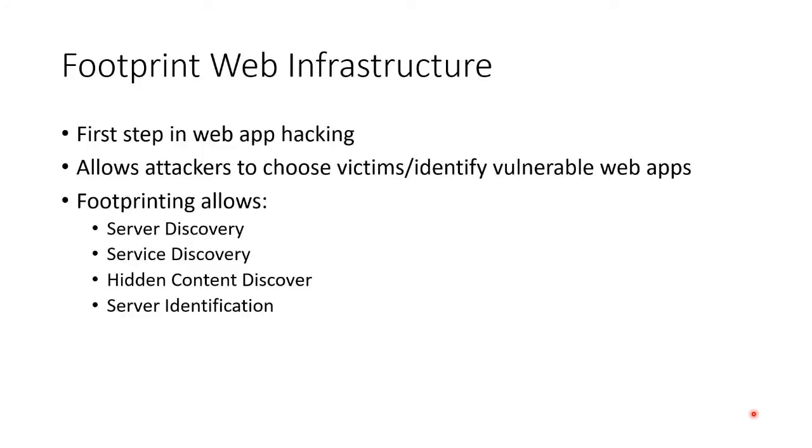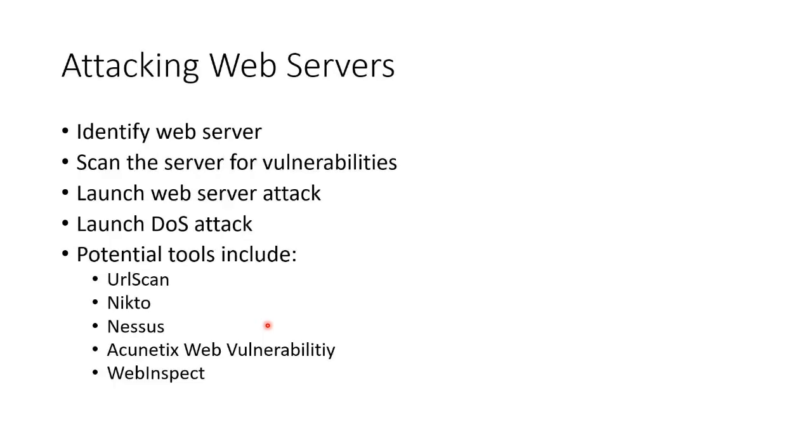We've seen all these vulnerabilities and all these attack types. Let's put it together in one big summary list, talking about your hacking methodology. Okay, starting with footprinting the web infrastructure. This is your very first step in web app hacking. It gives us the opportunity to choose our victims and identify vulnerable web apps. It will include discovering servers, services, hidden content, and server identification.